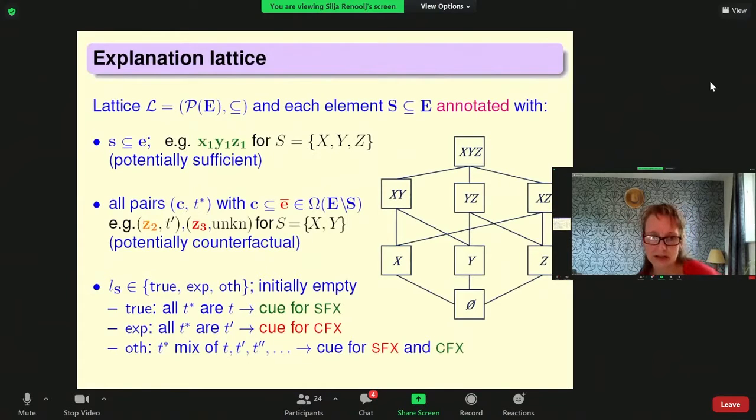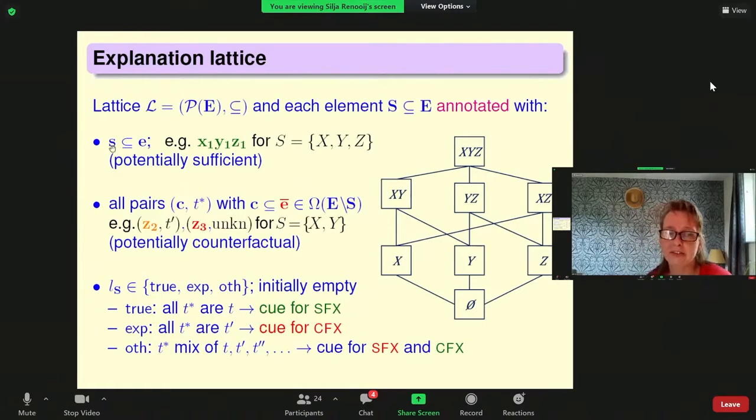So this dynamically annotated subset lattice is what we call the explanation lattice. I've given a small example right here where the set of observed variables is x, y, z. So you see all possible subsets of those variables in the lattice here in the image. And each subset, so each lattice element, will be annotated with three things.